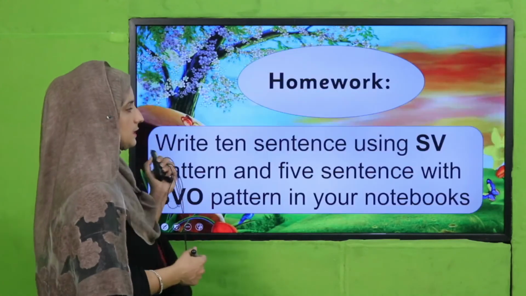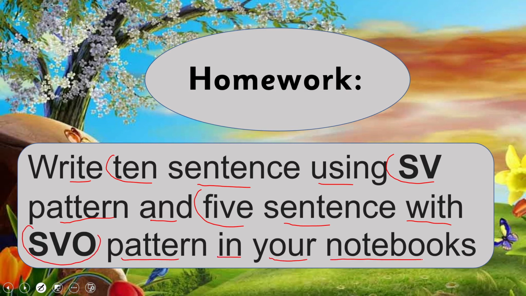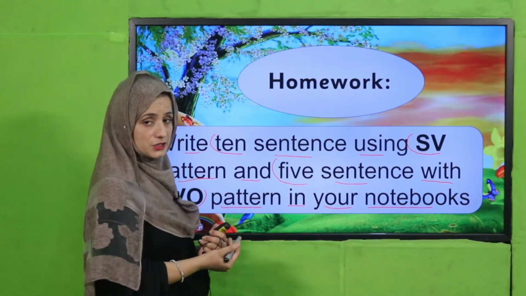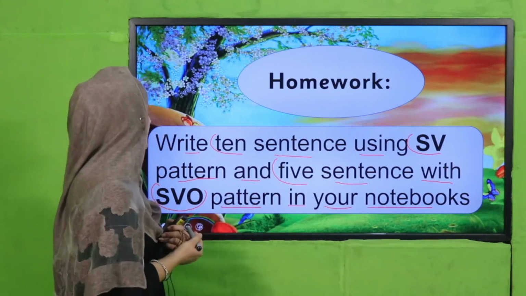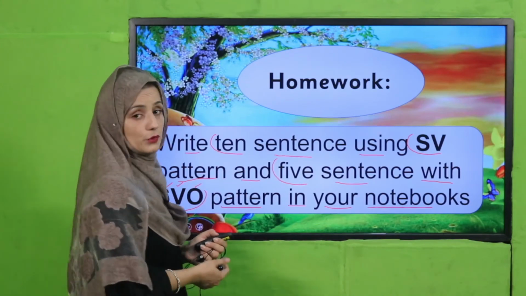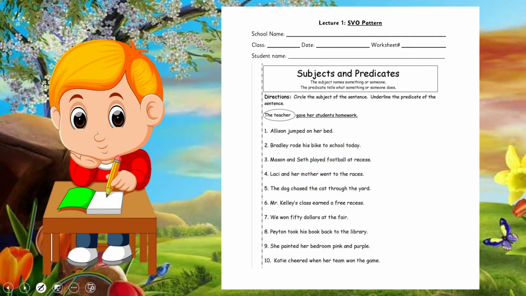Excellent. Yes, so what is our homework today? Write 10 sentences: 5 using the SV pattern and 5 with the SVO pattern in your notebooks. Simply subject and verb for five sentences, and subject, verb, and object for the other five. This is your homework for today. And yes, my dear teachers, this is the worksheet, and the worksheet link is given below. You may click it, download it, and provide it to your students in printed form.